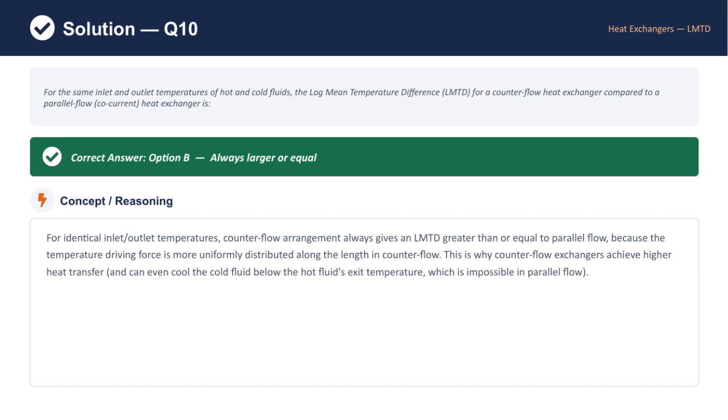In fact, a counterflow exchanger can even cool the cold fluid to a temperature below the hot fluid's outlet, something that simply can't happen in parallel flow. So, when you want maximum heat exchange efficiency, counterflow is the preferred choice.